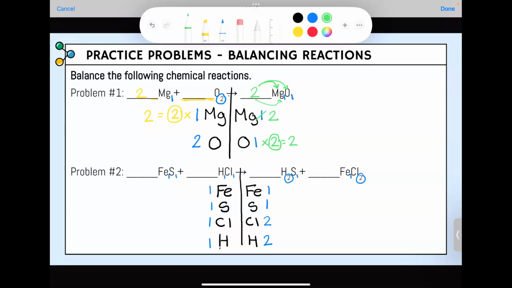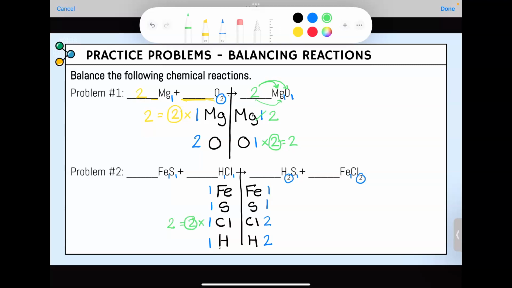We can go ahead and balance out those numbers. Fe is both 1 to 1, so that's good. S is 1 to 1, that's good. But chlorine's is 1 to 2. We need to get that equal, and we got to do some sort of multiplication. And the only thing that we can do is do 1 times 2, which will equal that 2.